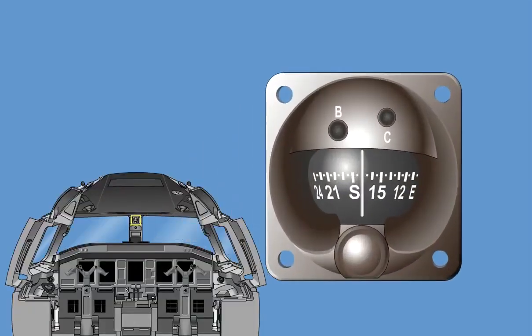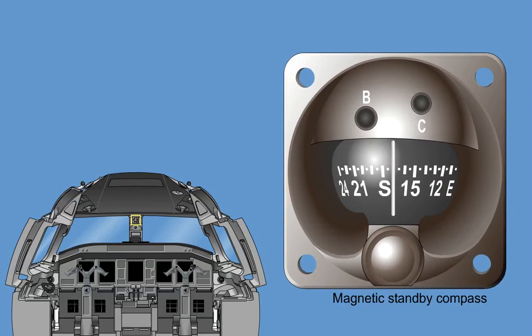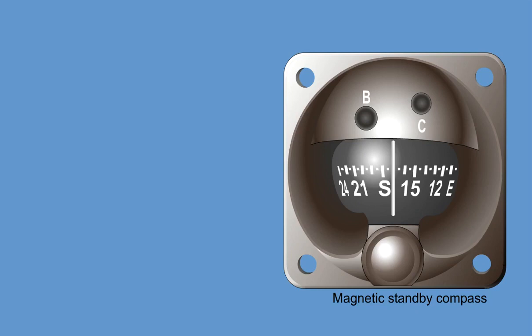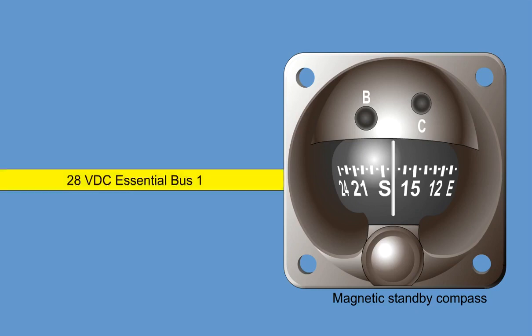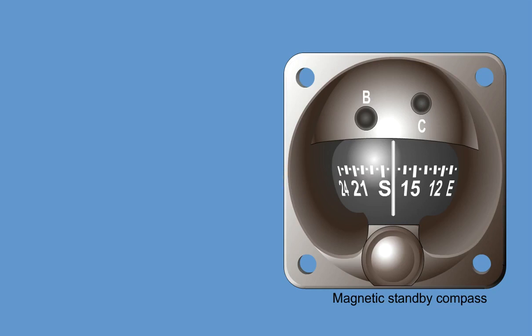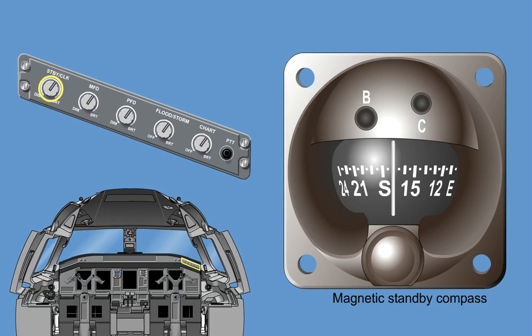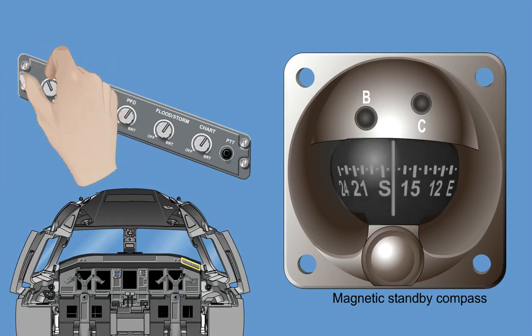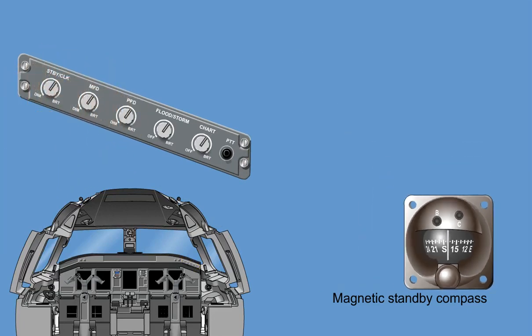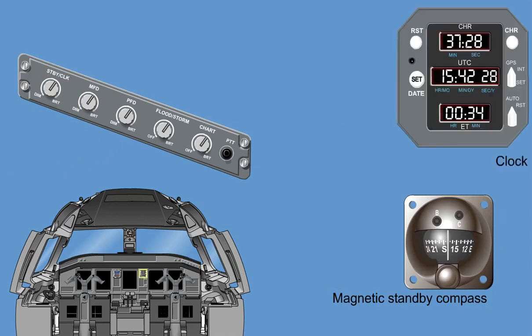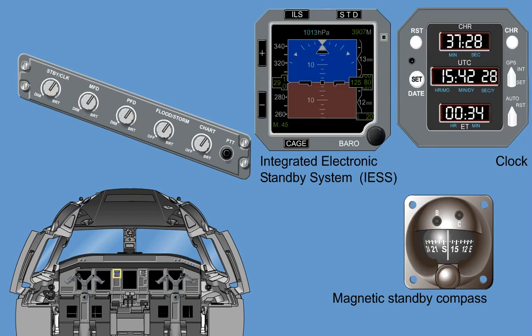The magnetic standby compass is a single, independent unit mounted on the center windshield structure below the overhead panel. It is used as a standby heading source. The compass has no system interface, but receives power for illumination via the 28-volt DC Essential Bus 1. Illumination of the compass is controlled by the standby clock dim control on the co-pilot's lighting control panel. The standby clock dim control also controls illumination brightness for the clock and integrated electronic standby system.